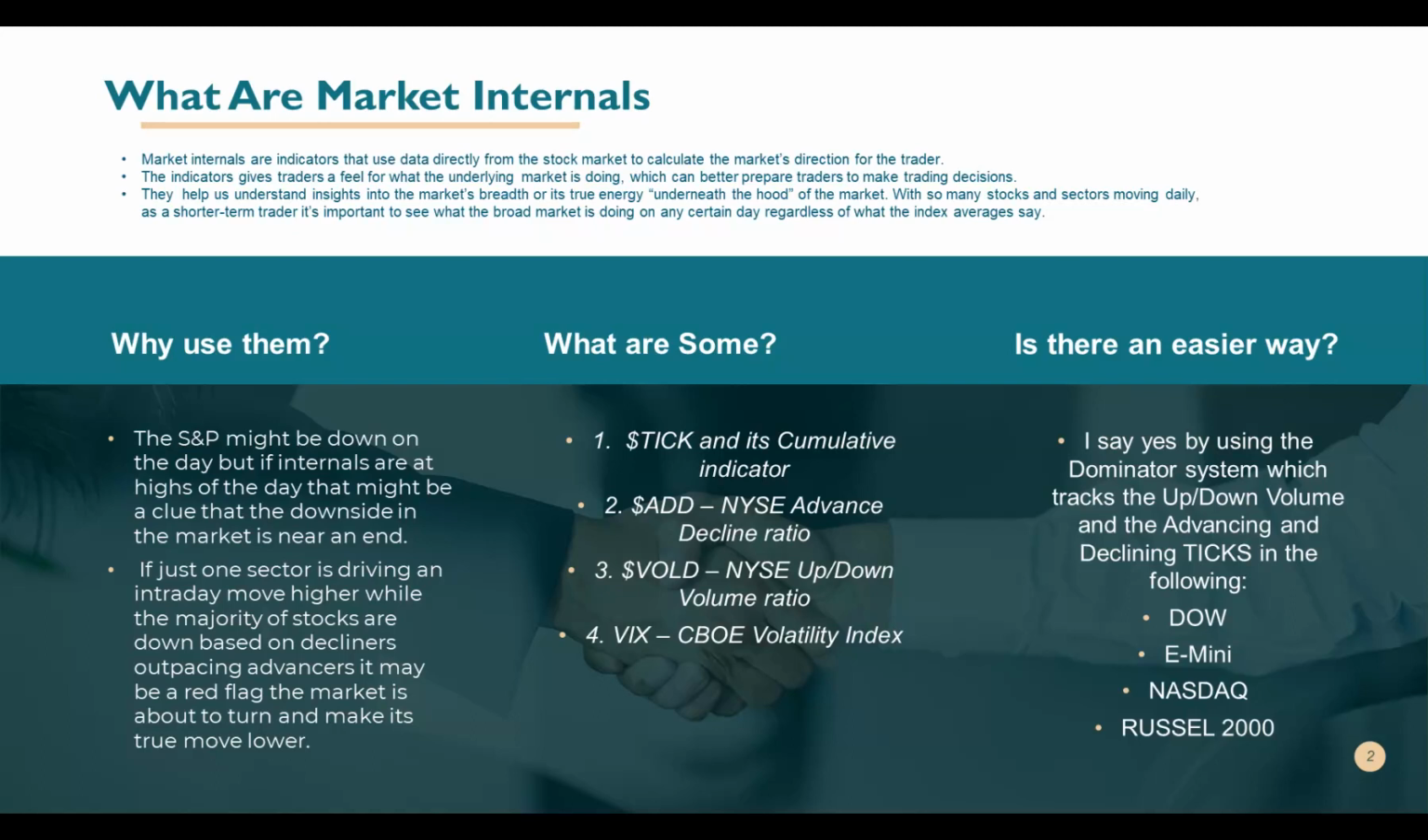Now, this is a lot to cover, but is there an easier way? I say yes, by using the Dominator system. It tracks the up and down volume and advancing and declining ticks in the following: the Dow, the E-mini, the NASDAQ, and the Russell 2000. Now let's dive into what the Dominator, the ticks, and cumulative ticks all tell us.